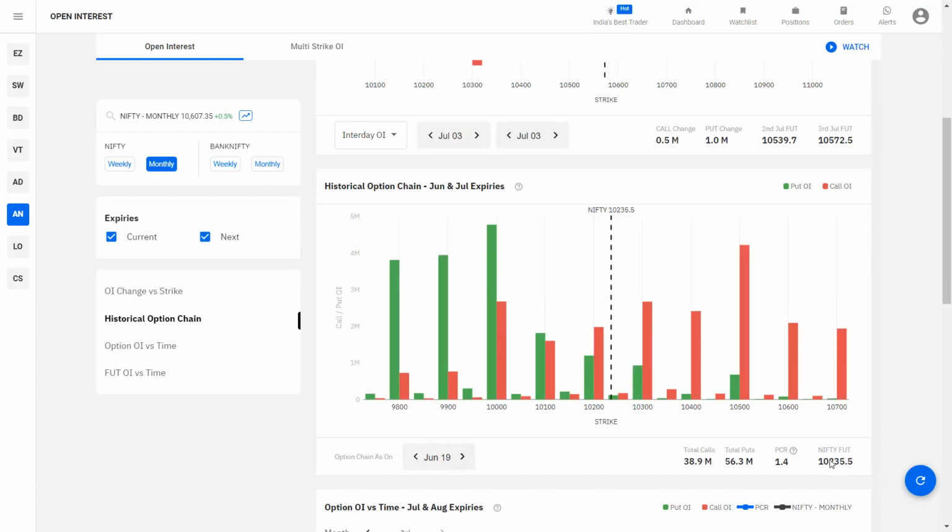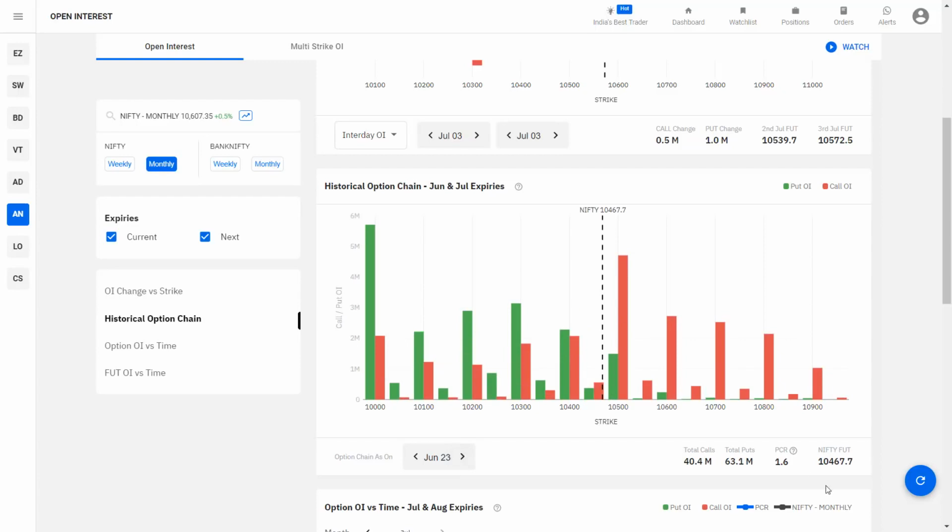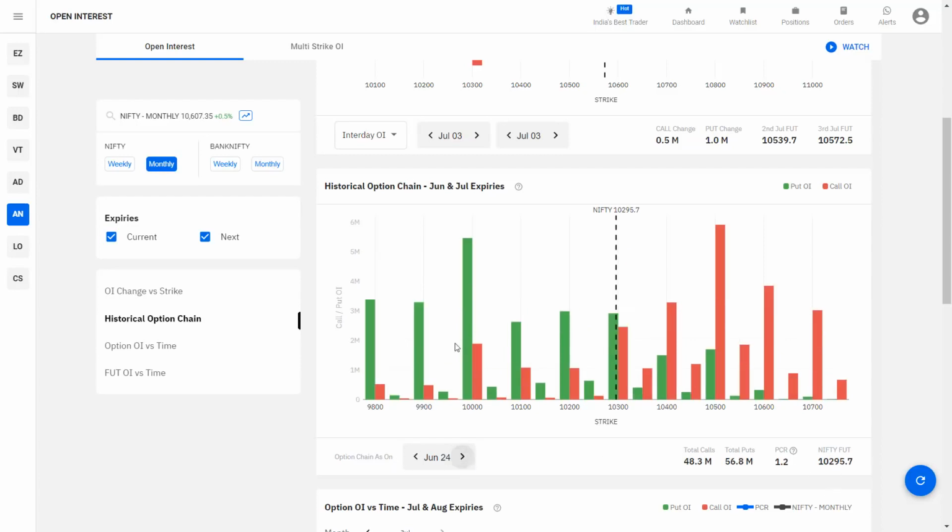Again, a lot of puts and it went to 10,235. A lot of puts, it went to 10,288. A lot of puts, again, it went to 10,467. So you can see because of these puts, it keeps pushing the market.